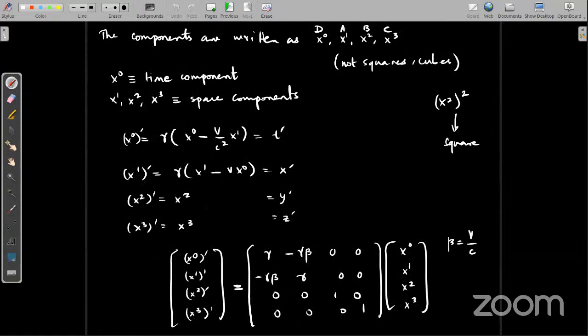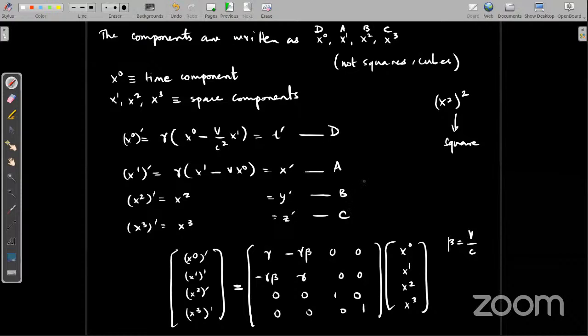And so A would be X1, B would be X2, C would be X3, and D would be X0. Okay, so we'll have A here, B here, C here, and D here. Our convention that we chose was to write time on top. That's it. So that's why the D comes on top. There's nothing else.